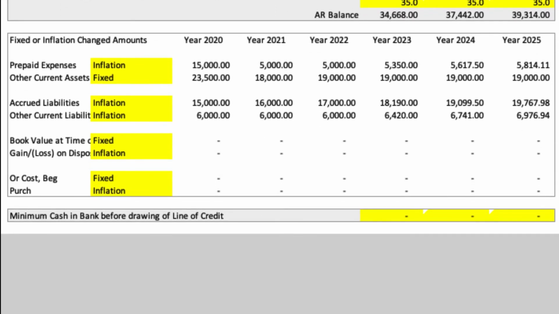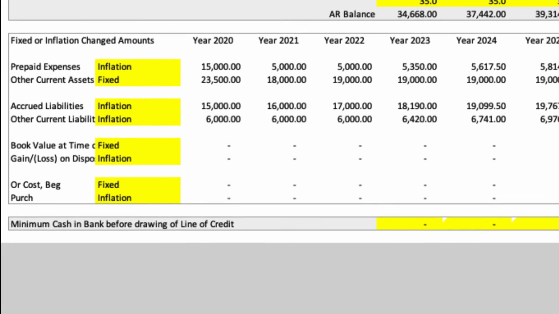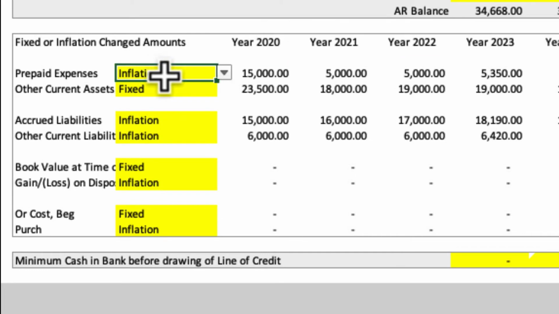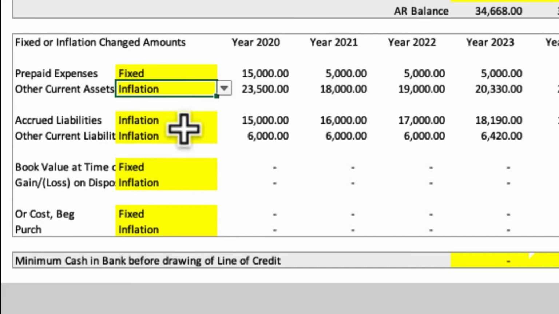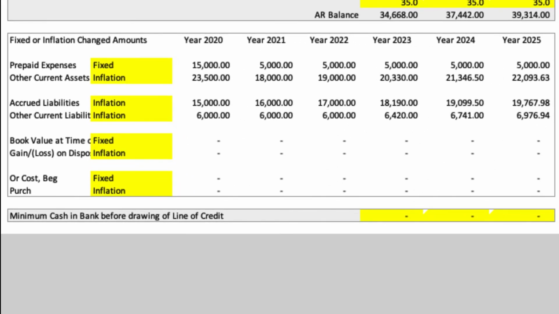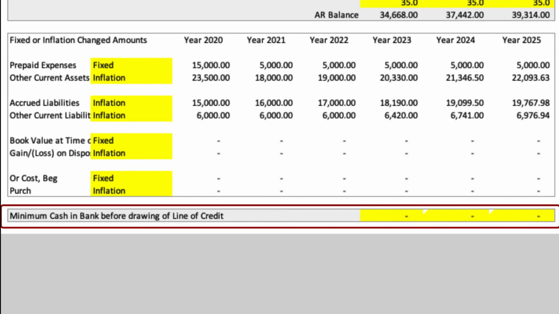Now, just like on the income statement side, down here in the balance sheet, we have some more items that we need to decide if it's going to grow with inflation or if it's pretty fixed year after year. Again, I have a drop-down box where I can change these. Maybe I had this at fixed and I want to change it to grow with inflation. Easy peasy, lemon squeezy.